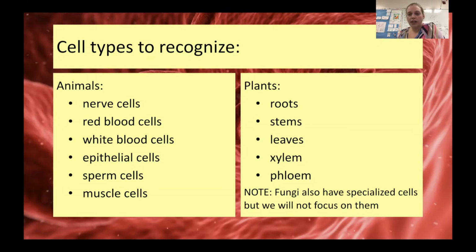Certain cells we need to be able to recognize and know what they do. So these are the cells that we're going to look at in animals, and these are the cells we're going to look at in plants that have specialized roles. And we're going to look at all of these one at a time. Fungi also have specialized cells, but we're not going to focus on them in this class. Just know that they are multicellular and they do need these specialized functions.